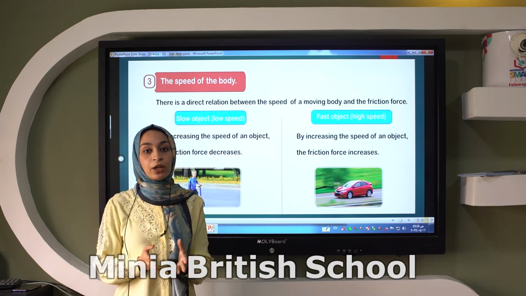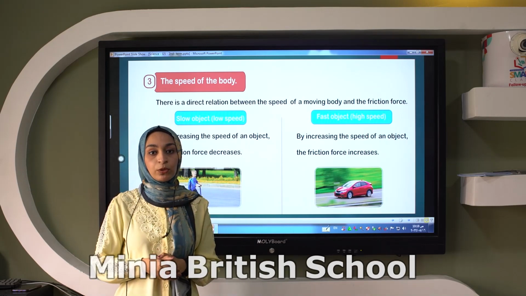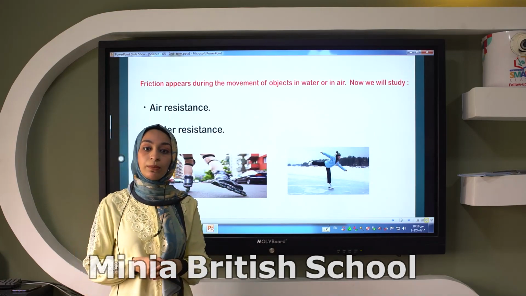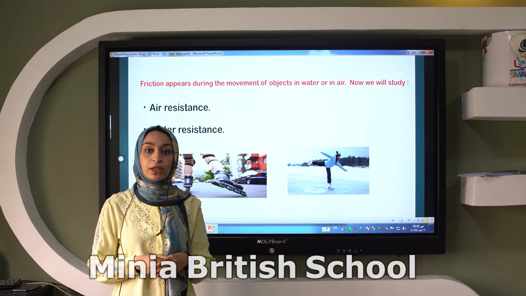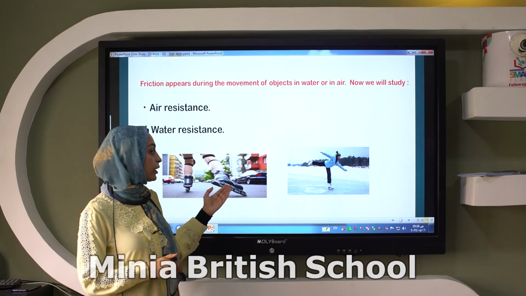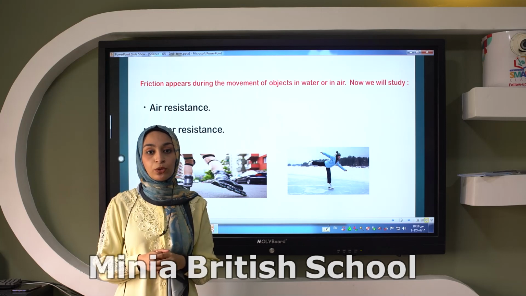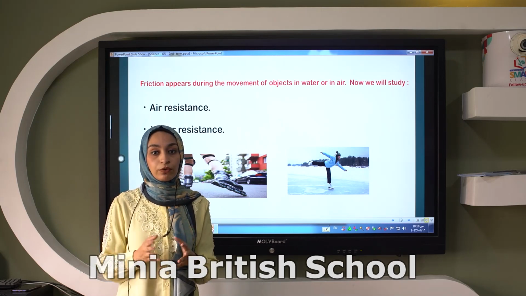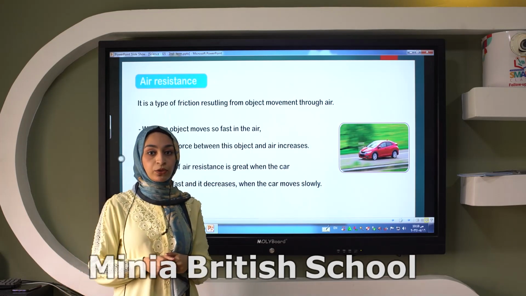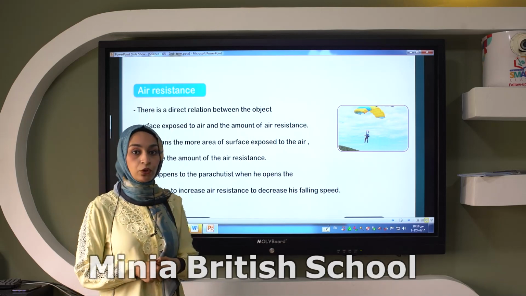This is about the factors of the friction force for the first type only, which is between solids. What about the second type? The second type is the friction force between a solid object and air. We can also call it air resistance. It's a force that results from the motion of the object through air. It's affected by two factors: the speed of the body and the surface area of the moving object.